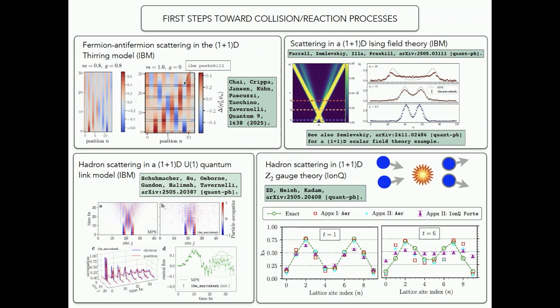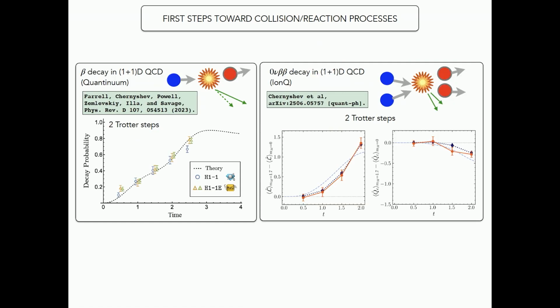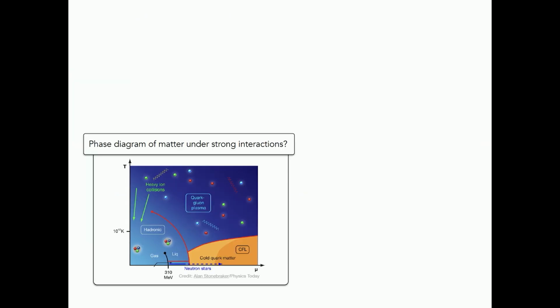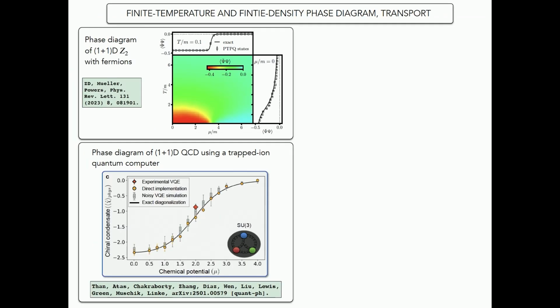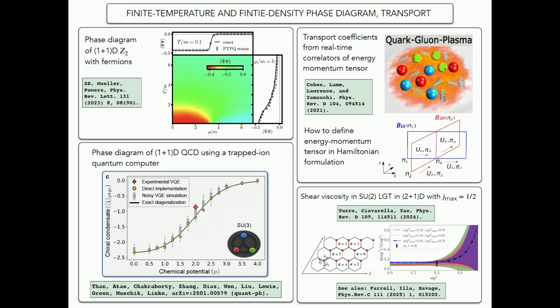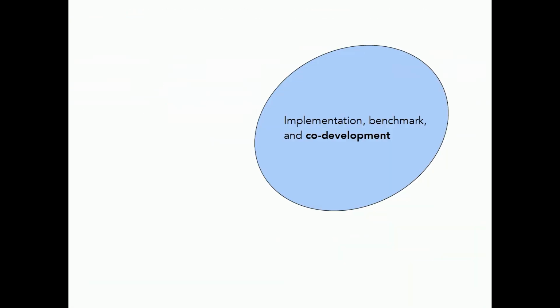Some really interesting results as of a few months ago on hadron scattering in gauge theories on the hardware. And I want to show this slide because I talked about both beta decay and double beta decay in the beginning. These are some of the early results in one-dimensional QCD problems, where you can look at the same problems in real time using the quantum hardware. So make sure to check out the slides for this. And some results that were already mentioned on the phase diagram.